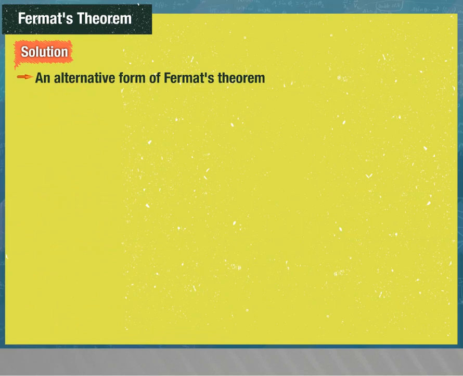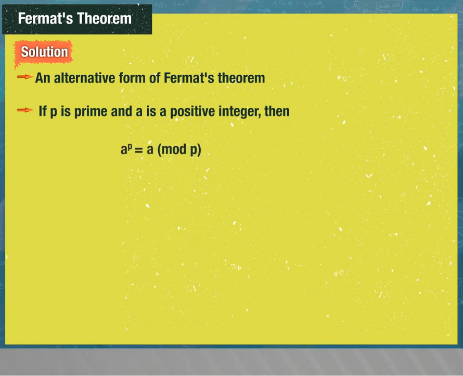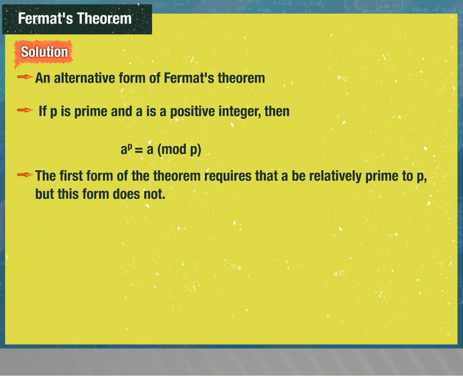An alternative form of Fermat's theorem. If p is prime and a is a positive integer, then a power p is equal to a mod p. The first form of the theorem requires that a be relatively prime to p, but this form does not. P is equal to 5, a is equal to 3, a power p is equal to 3 power 5, which is equal to 243, which is congruent to 3 mod 5 equal to a mod p.